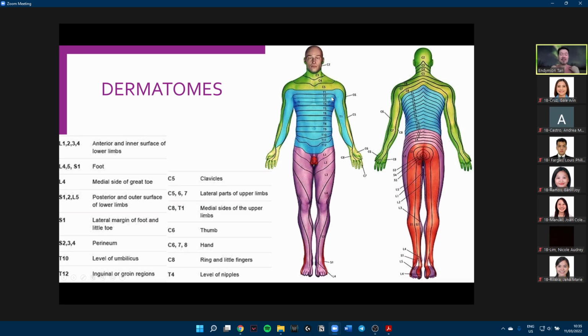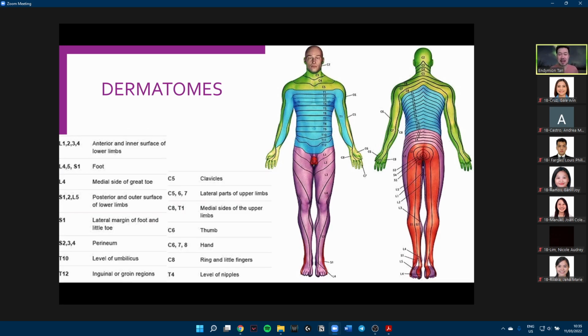C5, the clavicular area. C6 is the thumb. C7 is the middle finger. C8 is the little finger and medial aspect of the hand. Again, C5 clavicle, C6 is the thumb, C7 is the middle finger, C8 would be the medial aspect of the hand and the little finger. Okay? C5, C6, C7, middle finger, C8 is the little finger and the medial aspect of the hand.